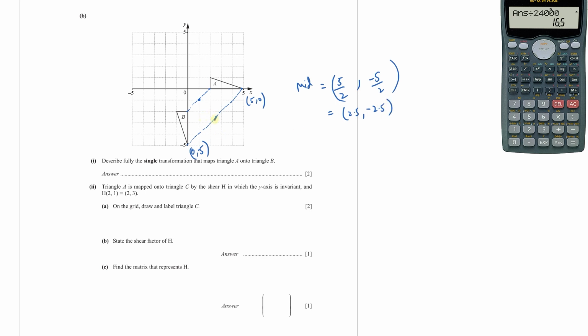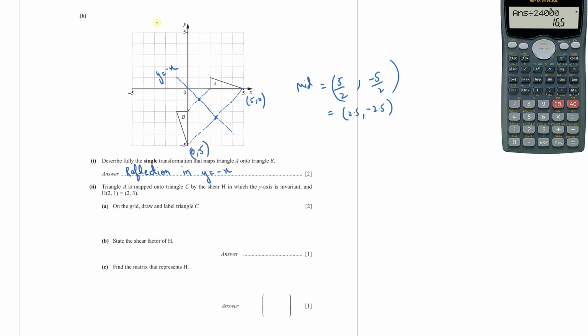So this point here is 2.5, minus 2.5. This is 1, minus 1. So this is the line of reflection. I'll try to draw a straight line like this, which passes through these 2 points. So which is this line? This is actually y equals minus x. So this single transformation is a reflection in y equals minus x.